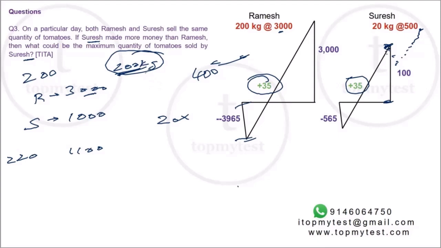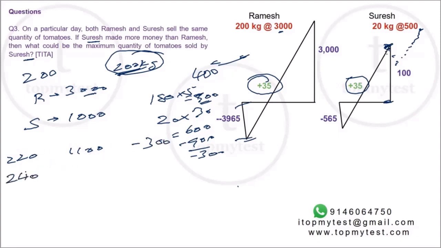Now from the 200 kilos, he's able to sell only 20 kilos. So he's going to get 20 into 30, that's 600 rupees, right? But he has to dispose 180 into 5, which is he's going to spend 900 rupees on disposing, right? So he's going to lose 300 rupees. So at 220, Ramesh is at minus 300, Suresh is at 1100.